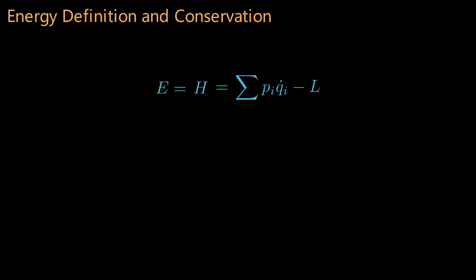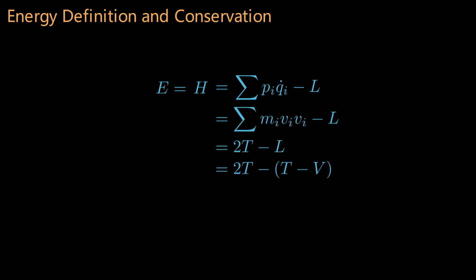Let's first examine the consistency of this energy definition with the energy definition in pre-relativistic classical mechanics. By replacing the generalized momentum with momentum mv and the generalized velocity with velocity v, this sum essentially becomes twice the total kinetic energy. The Lagrangian is the kinetic energy minus the potential energy. From this, we can calculate that the total energy of the system is the sum of kinetic and potential energy. Thus, the energy definition in Lagrangian mechanics is consistent with that in classical mechanics.